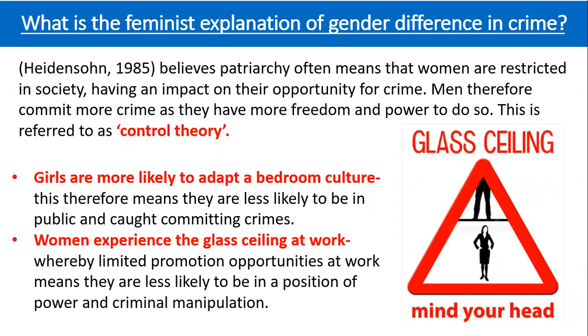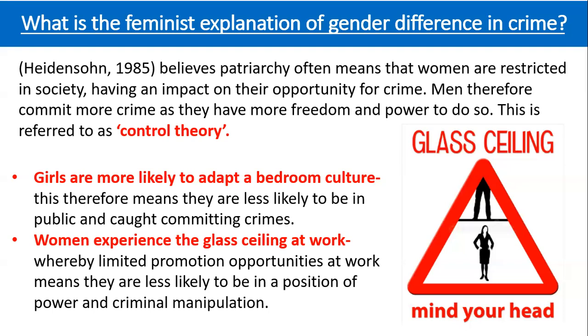So this is very much associated with feminist theory. This is Heidensohn, who believes patriarchy often means that women are restricted in society, having an impact on their opportunities to commit crime. So men therefore commit more crime as they have more freedom and power to do so. And this is referred to as control theory. So there's control over women. And there are 2 examples you could point to.